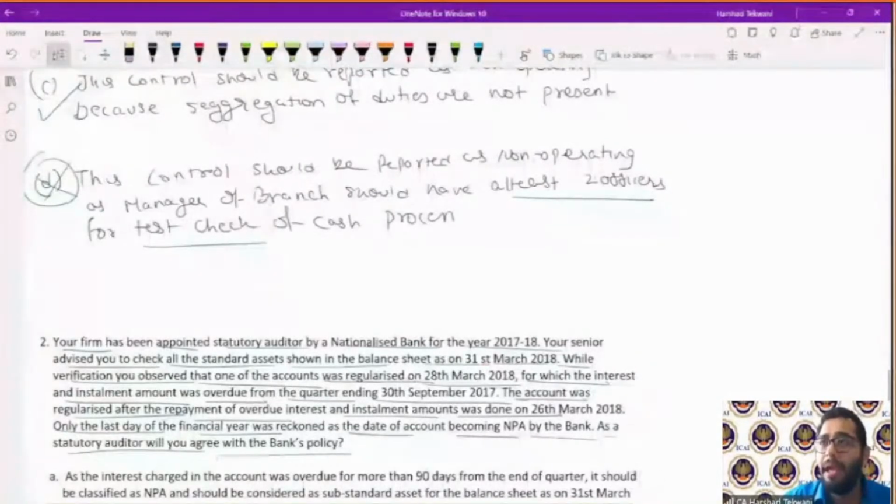Here the scenario is that the account was NPA for a long time. However, on 26th March 2018, the amount was paid and repayment was done, and the account was regularized on 28th of March, 2 days after paying the amount. Now you as an auditor are required to decide whether you are satisfied with the policy of the bank or not. Simple. What is the policy with respect to the regularization of the account? So what should be the appropriate policy?